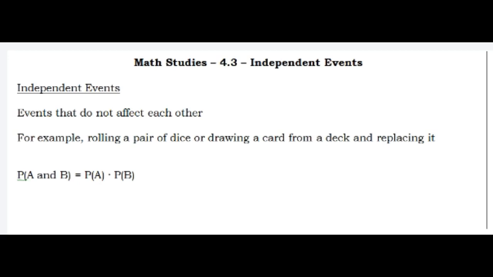To find the probability of two independent events happening, probability of A and B, you multiply the probability of A times the probability of B.